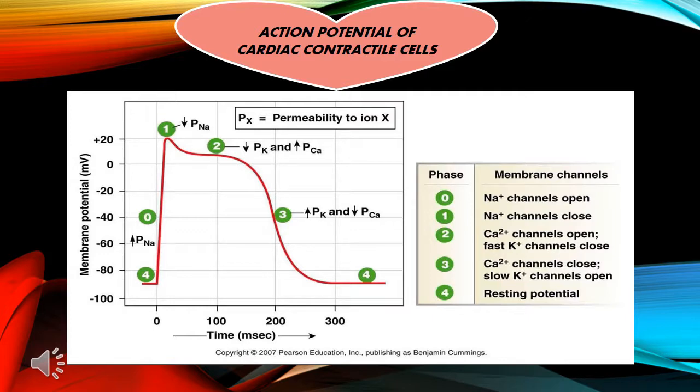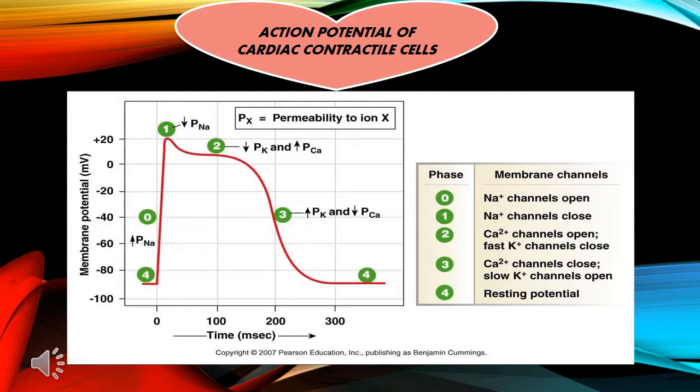At the same time, some of the fast potassium channels close. The combination of calcium influx and also decrease in potassium efflux causes the action potential to flatten out into a plateau.